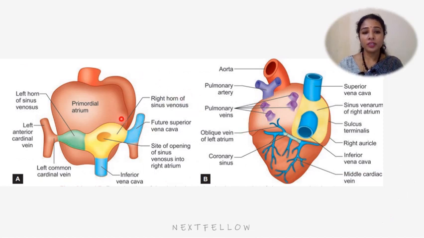So the opening of the sinus, we can see the approximation here. This is the inferior vena cava. This is the future superior vena cava. This is the right horn of sinus venosus. This is the primitive atrium. The front one is the primitive ventricle.